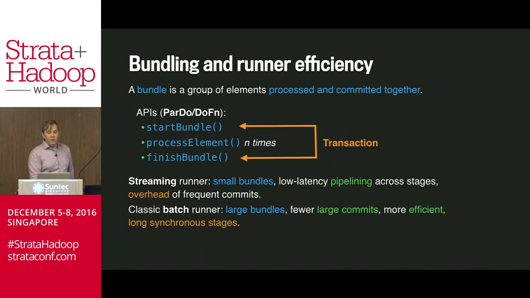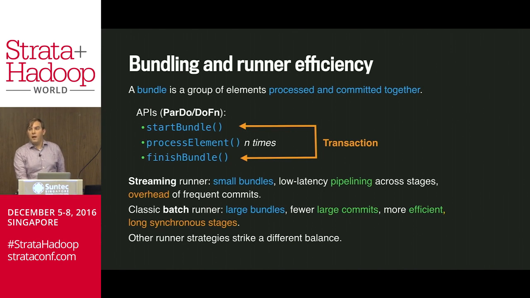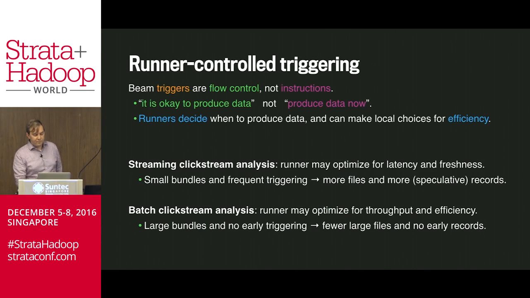In a classic batch job, you have very large bundles. Each map task is essentially a huge amount of work, and you're only starting and finishing a couple of times. You have fewer large commits. It's generally more efficient because there's less overhead. But you also have these long synchronous stages, and if one of these stages fails, you have to restart and redo all of that work. And other runners can make different trade-offs. But the key is that the users are not really aware of these bundles, except insofar as making their code correct. But the runner gets to choose how big these bundles are, and by doing that, they can be efficient, streaming, low latency, based on the use case they're trying to provide.